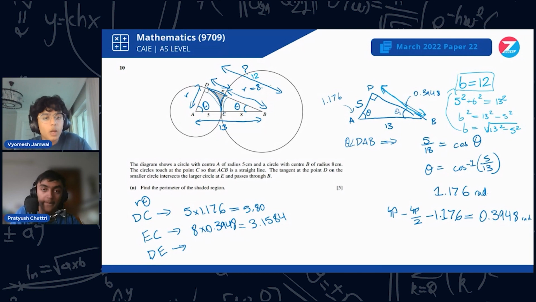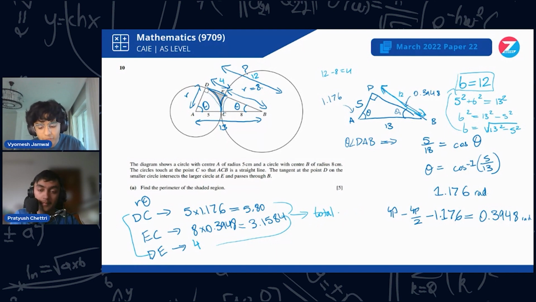And so we know DB is 12 units, and we know EB is 8 units. We just need to subtract them both. So it's going to be 12 minus 8, which is equal to 4 for DE. So now we've gotten all three lengths of the perimeter. Adding these all, we get 5.88 plus 3.1584 plus 4, which is equal to 12.958. So rounding it off, it's going to give us 13.0.